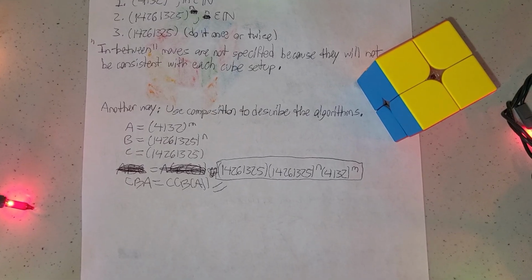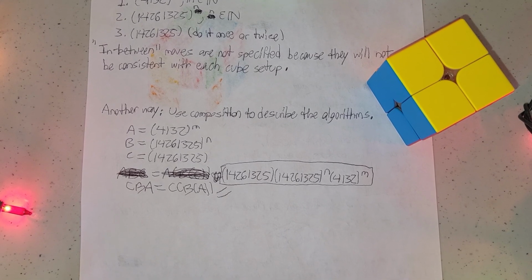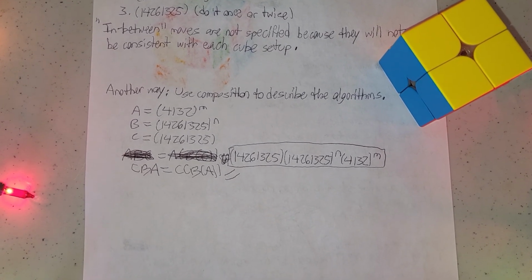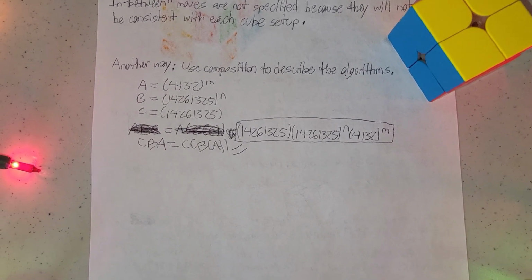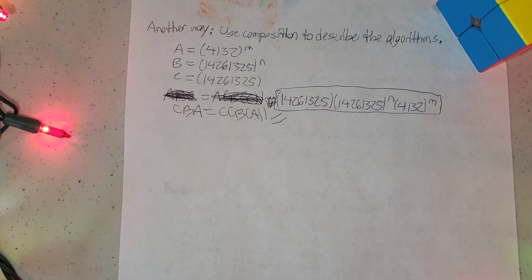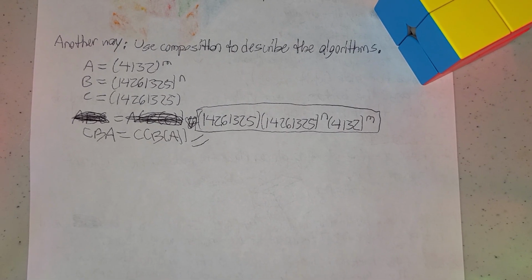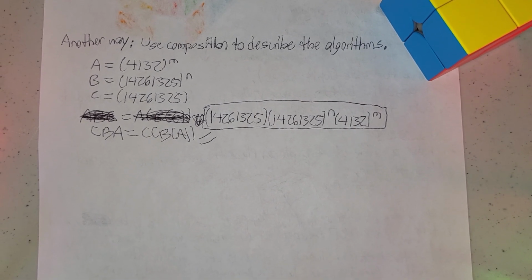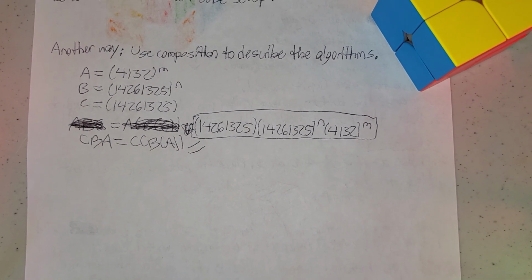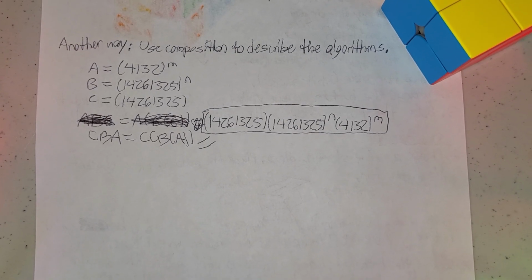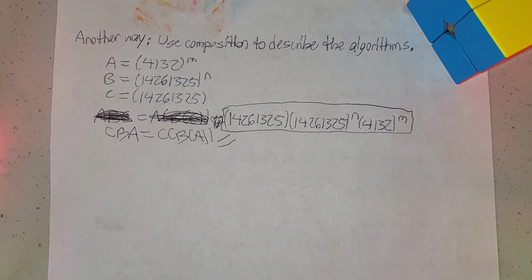Another way to understand these moves is to describe it using the composition of the algorithms. We can let A be our first permutation, B be our second one, and C be our third one. Then if we do C, B, A, that's C composed with B composed with A, and then we have our 3 cycles right there. Because if you remember, when you do a composition of cycles, you go from right to left. So we would do our first cycle first, and then whatever we get from that, we will put into B for our second cycle, and then we'll go into C for our third one.